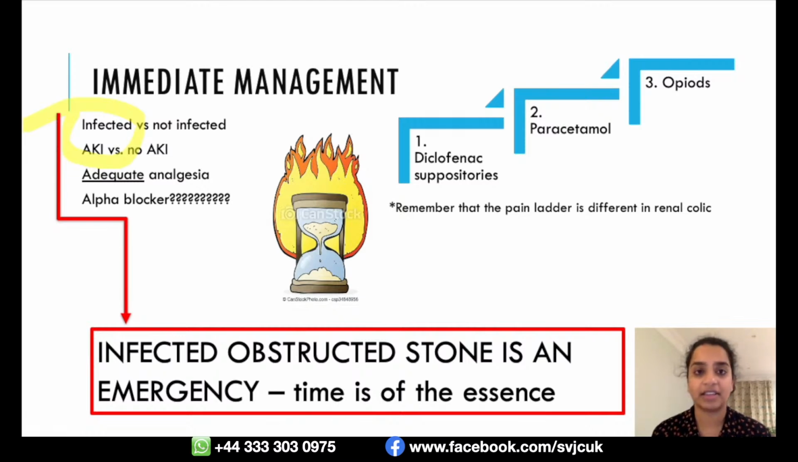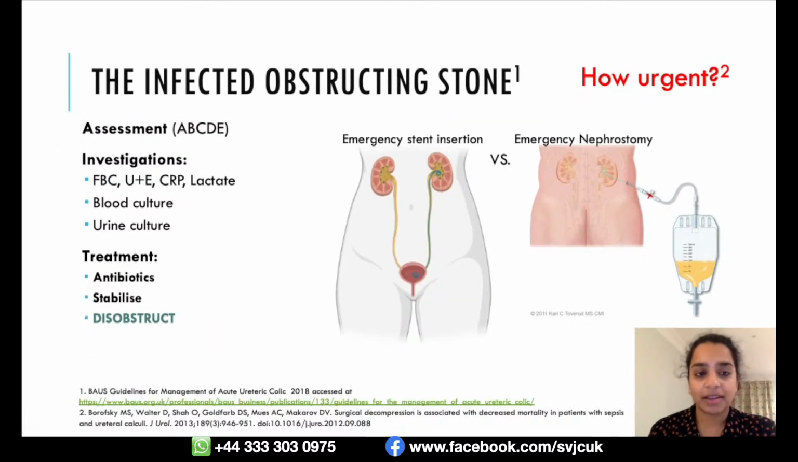However, in A&E, generally the first painkiller that patients are treated with is an opioid. So just be aware of that. But really, the thing to highlight is the section in red, which is if you suspect an infected, obstructed stone, this becomes an emergency and time is of the essence. So this slide is about managing the infected, obstructed stone.